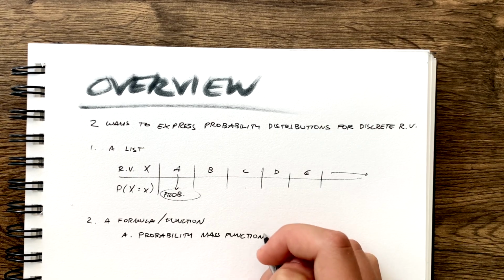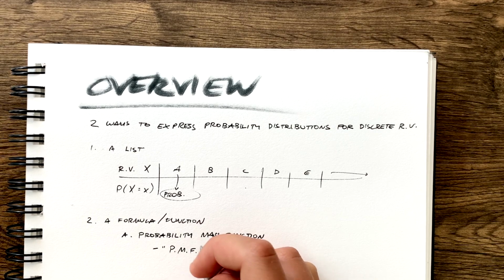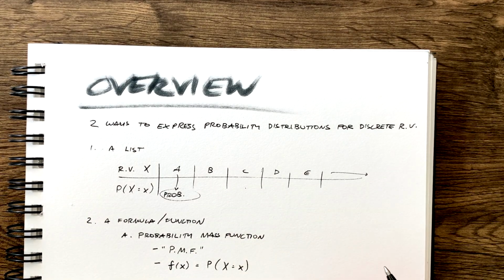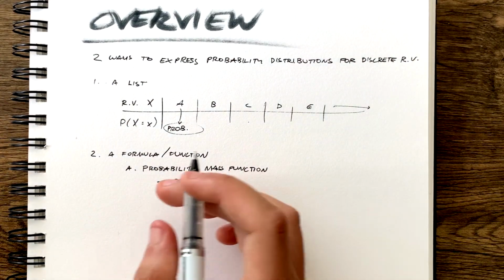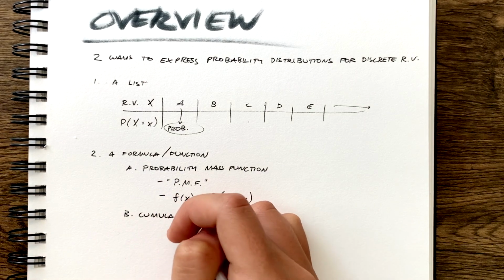And that can be firstly as a probability mass function, or shortened down to a PMF. We can remember that this is our little f of x function where we have the probability of x being equal to a certain instance or a certain value, where we're thinking about the probability of our random variable being exactly at, or equal to, that random variable's value.